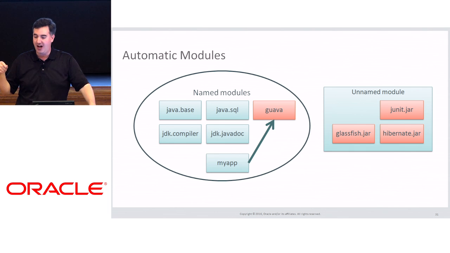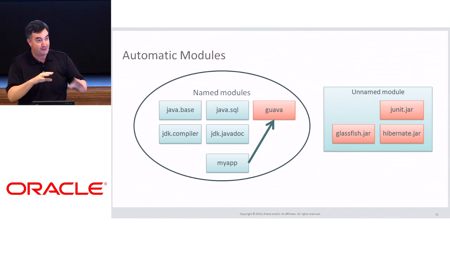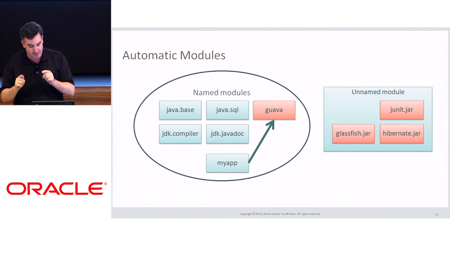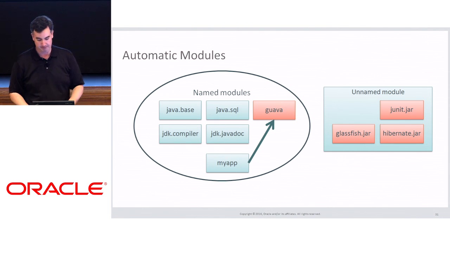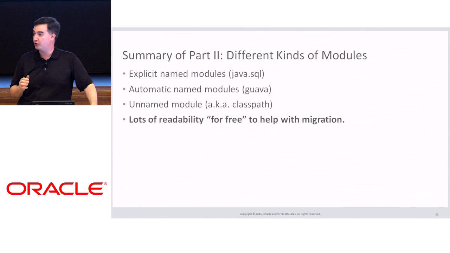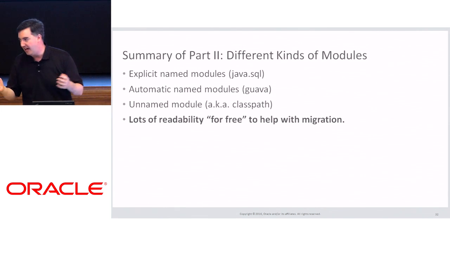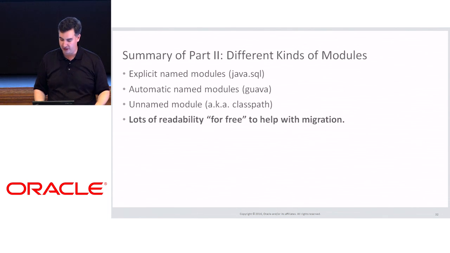So by moving a jar from the class path to the module path, you get an automatic module that lets you start building up your own graph of modules. It's not necessary to wait for every jar on the class path to be modularized by its author before you start developing modules like myapp that require it. So there are three kinds of modules: explicit named modules like java.sql, automatic named modules like guava, and the unnamed module, aka the class path. And you can see there's lots of readability for free to help with migration.